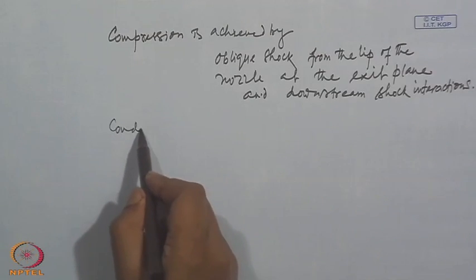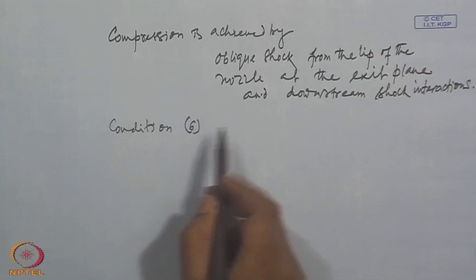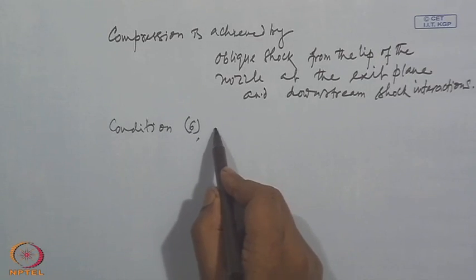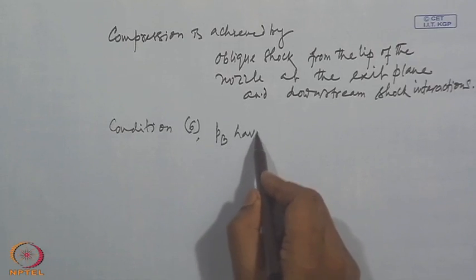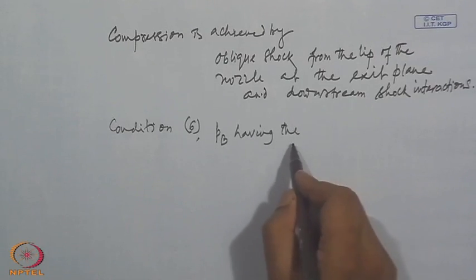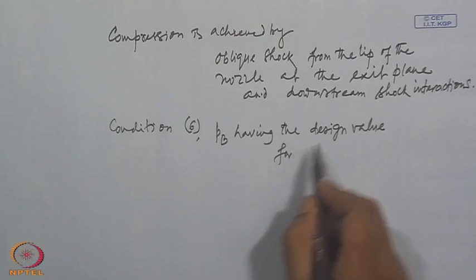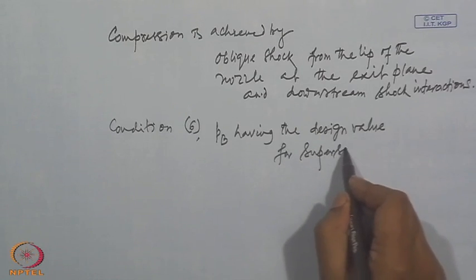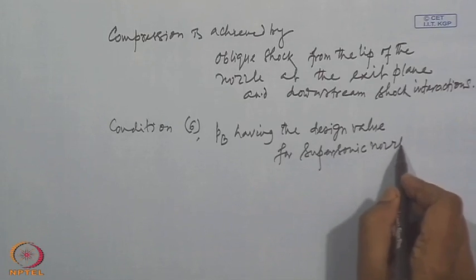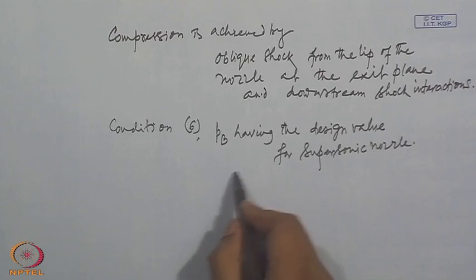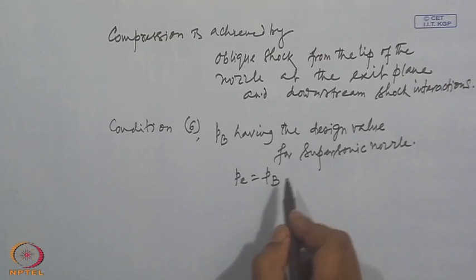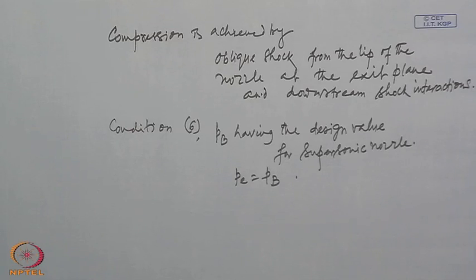So, condition 6, P b having the design value for supersonic nozzle, and in this case P e equal to P b, and the flow everywhere in the nozzle and also in the jet outside is isentropic.